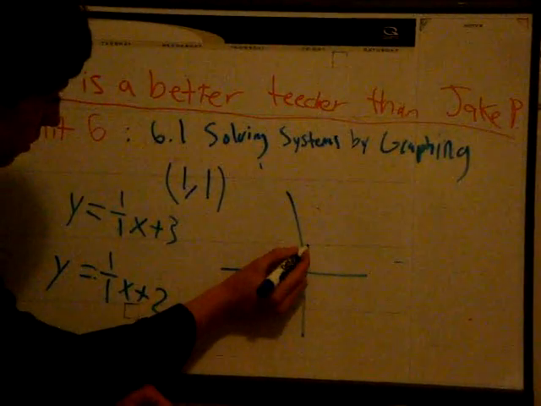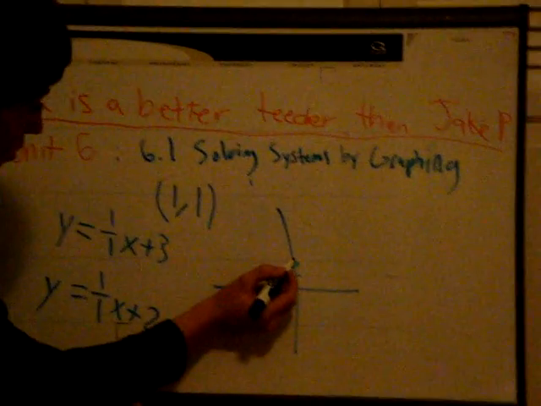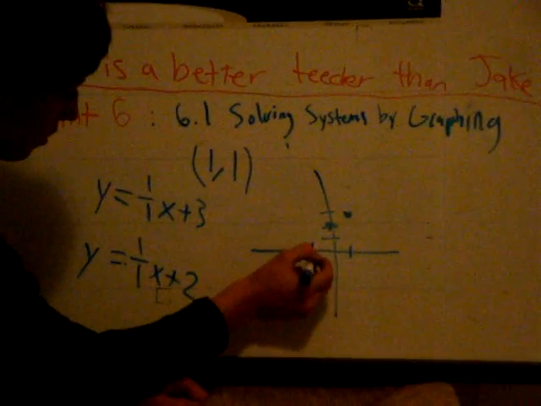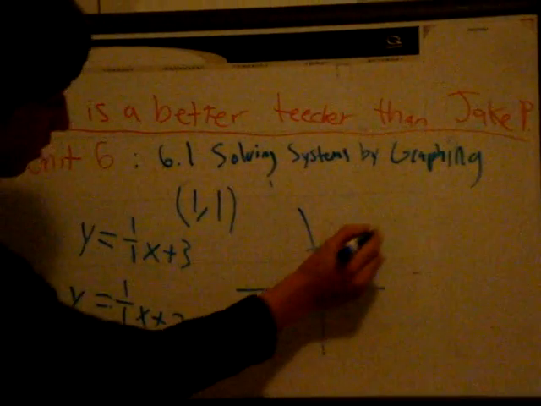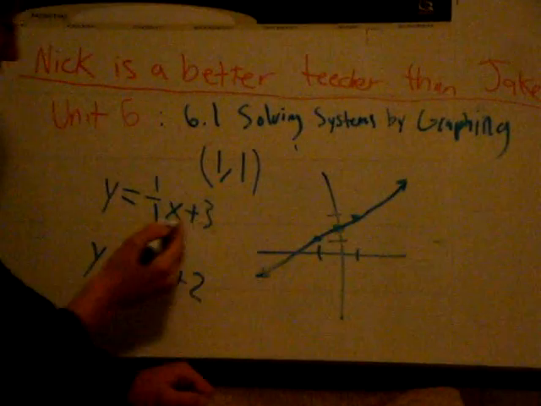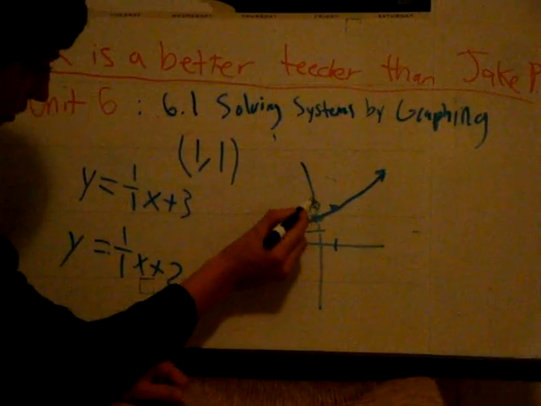So you go up 2 on the graph. Right here's our first point. And then the second one would be up 1 over 1, so right here, and then down 1 over 1 should be about right here. So that's our line. And the second one is plus 3, so you go up 3. 1, 2, 3, that's our first point.